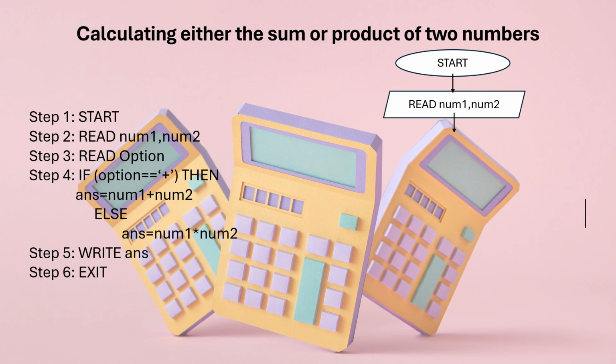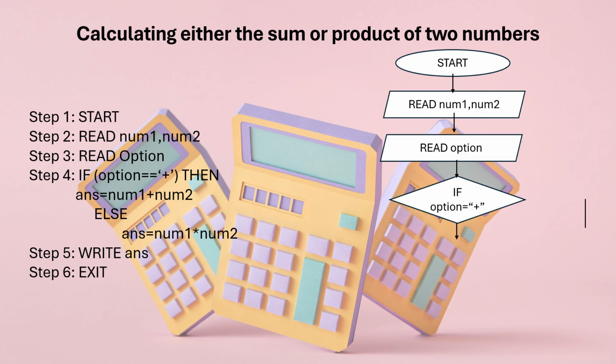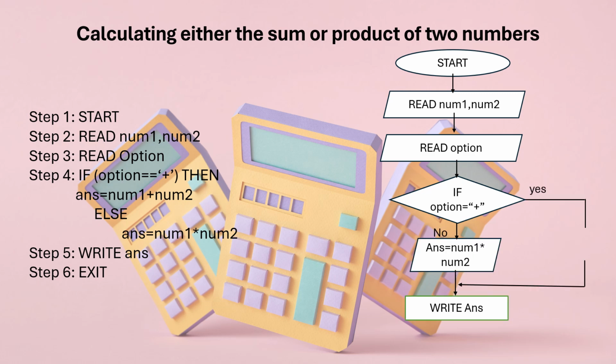Moving on to the flowchart, start, read num1, num2, read the option. So it is going to read both the things. If the option says plus, then if it is a no, then obviously calculate, multiply, and then write it down. If it is a yes, then add it up and write it down, and then both of them exit.